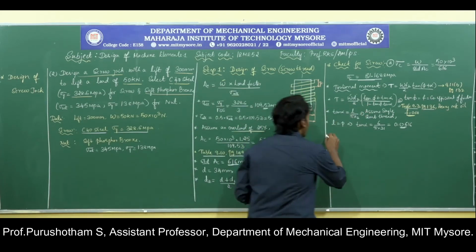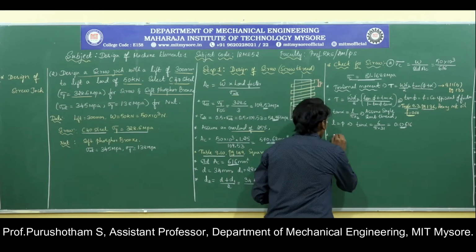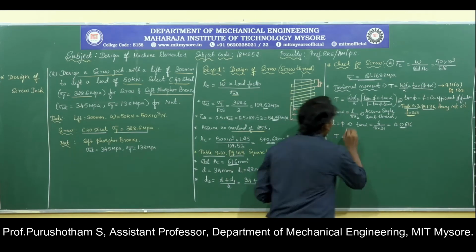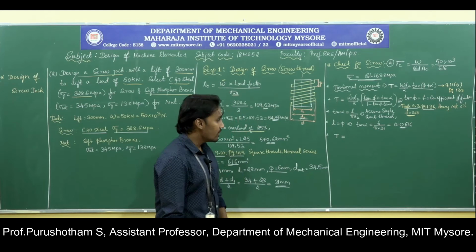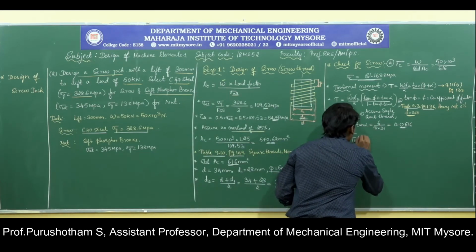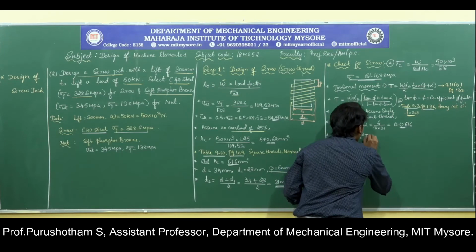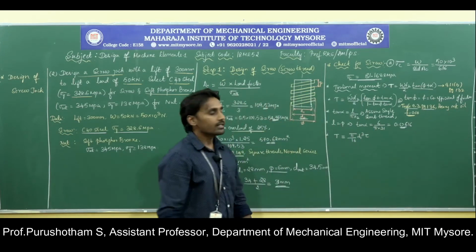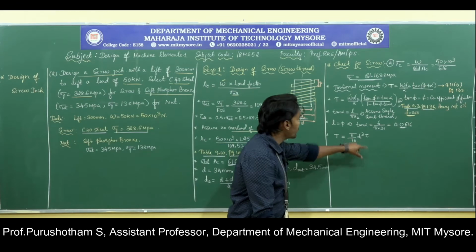Then the torsional moment is also given by pi by 16 d1 cube into tau.